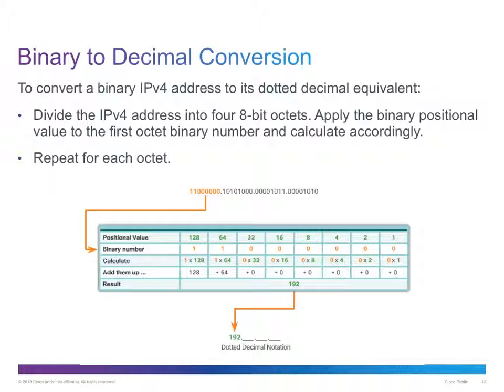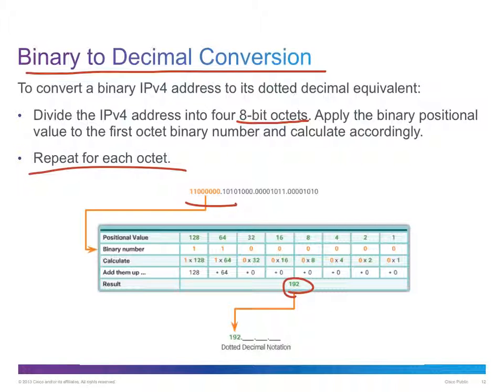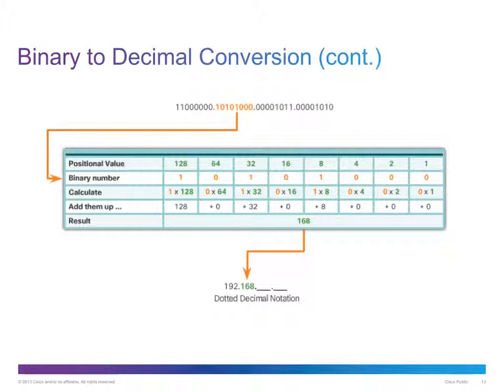So then here, binary to decimal conversion. This first one right here, we got 192. You divide it into 8-bit octets and apply the binary position value to the first octet number and calculate accordingly. And you just repeat it on each one. This becomes fairly straightforward as you move through the course. Again, binary to decimal conversion. So here's the second group.